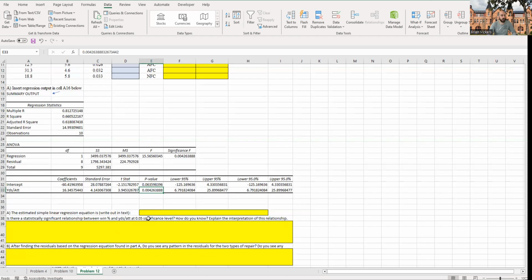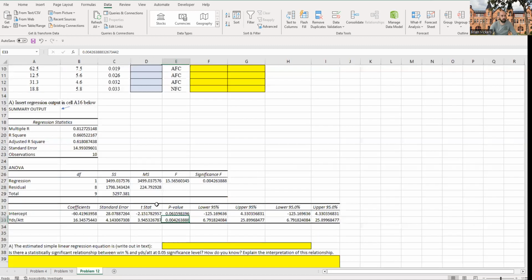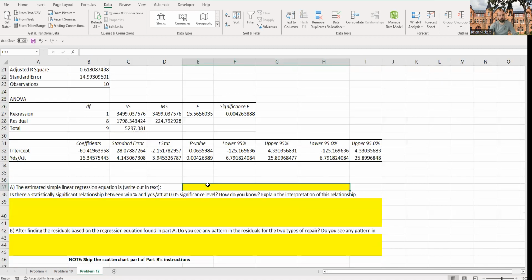So if I was to write out the simple linear regression equation, once again, you can review that on the previous slides. It's the intercept coefficient plus this times X, right? The predicted value is always the coefficient of the intercept, even if it's a negative number, plus this times X. So we'd write that out right here. Is there a statistically significant relationship? Yes, there is. P-value is this.